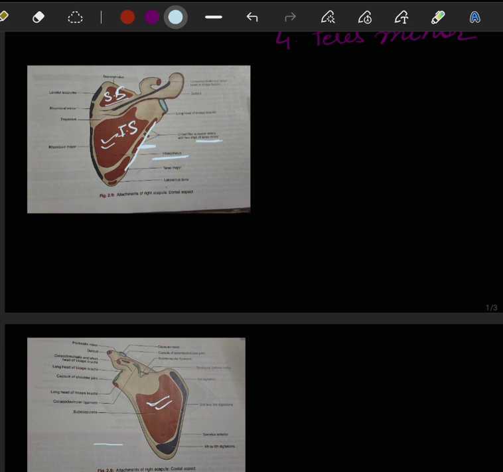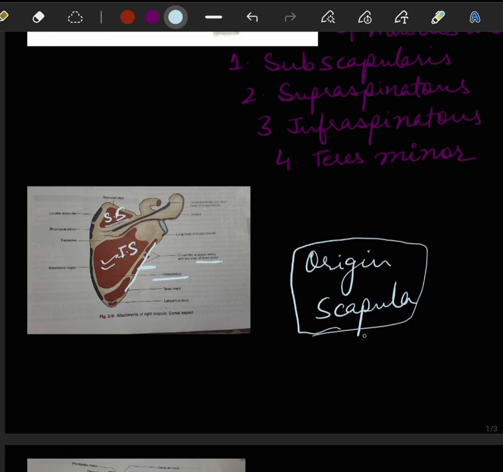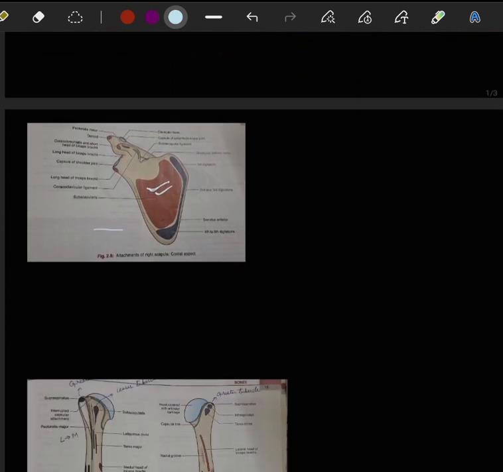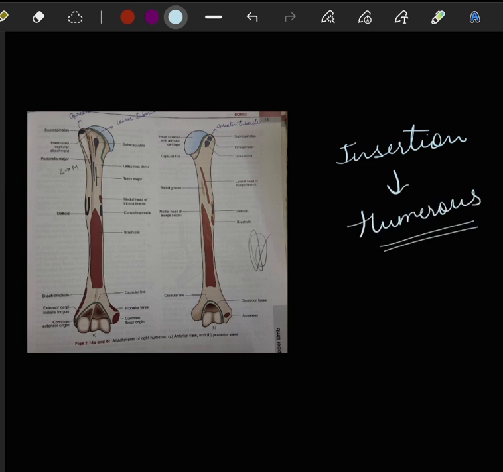Okay, so these all muscles take origin from where? All takes origin from scapula bone. Okay, this all takes origin from the scapula bone. Let's go on the insertion part. So insertion is at humerus bone. It is at humerus bone. Let's see. So this is the greater tubercle. We have supraspinatus, we have infraspinatus, we have teres minor.